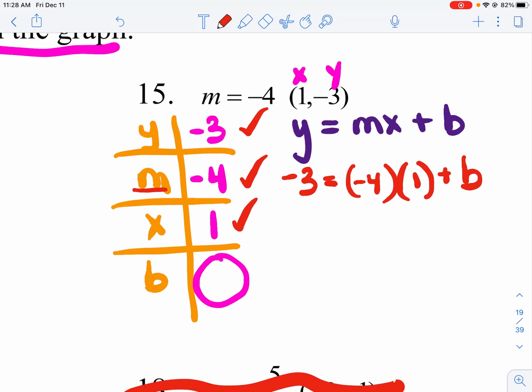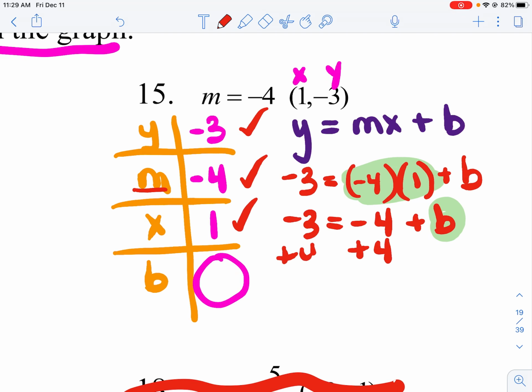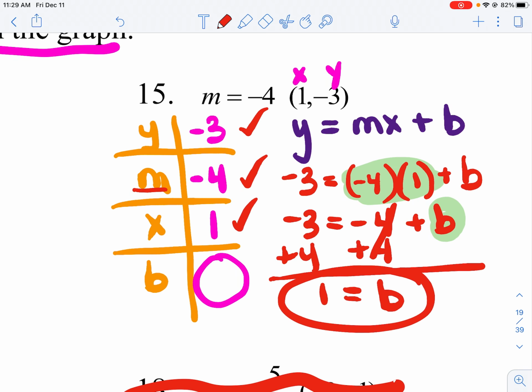Okay, so now let's simplify. I'm going to put in negative 4 times 1. That's going to be negative 4 plus b. Now to get b by itself, I'm going to add 4 to both sides. So b equals 1. And that's what we were going for.